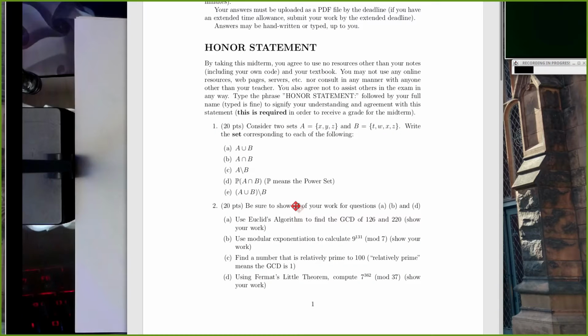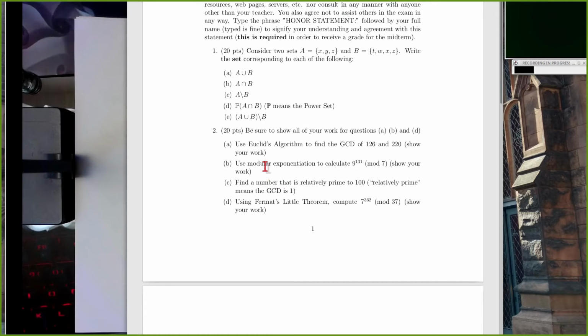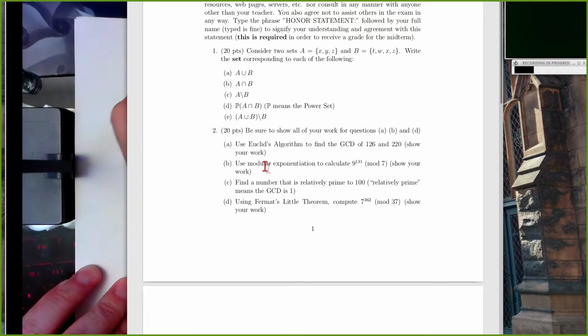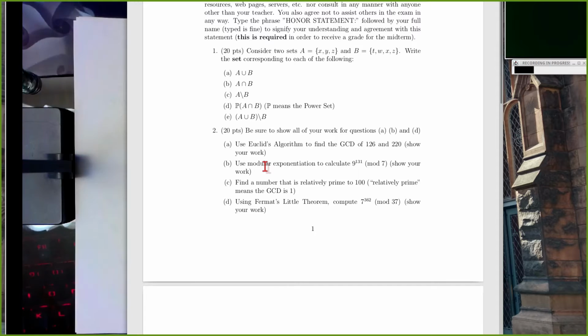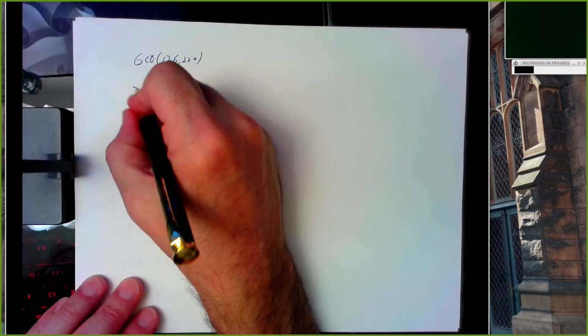All right, question 2 was matching. No, question 2 was the short calculations. So GCD of 126 and 220. So this is Euclid's algorithm.